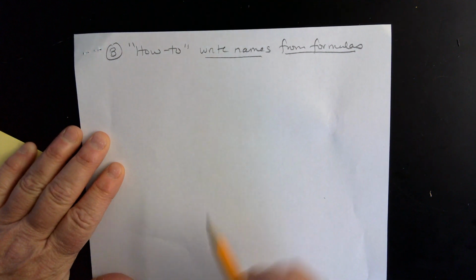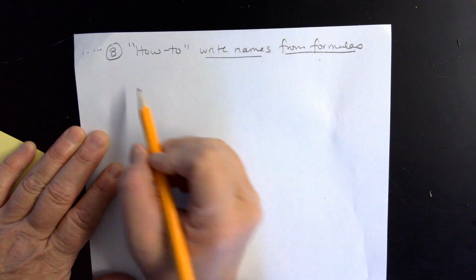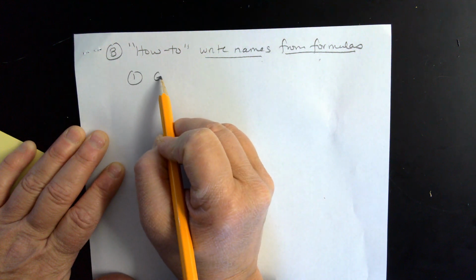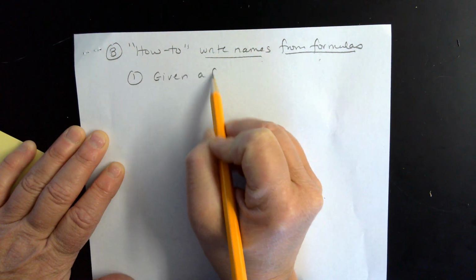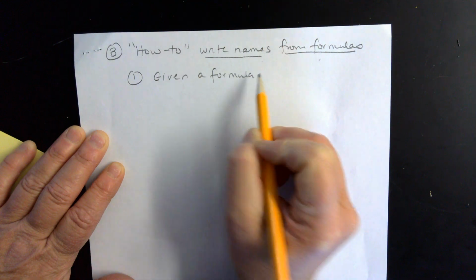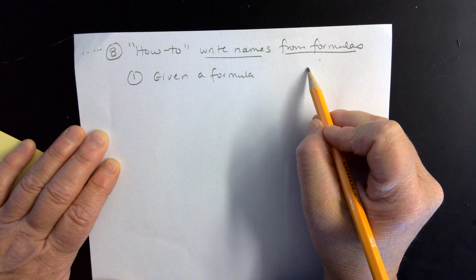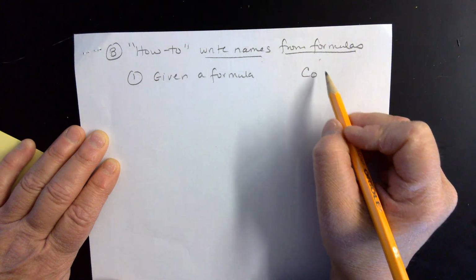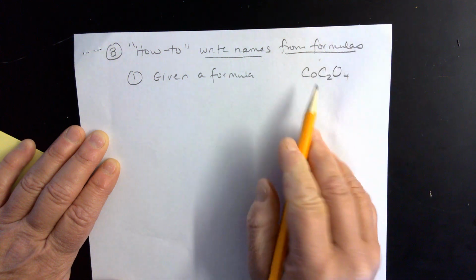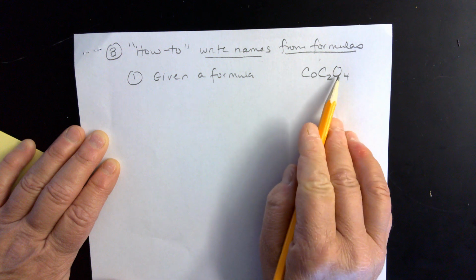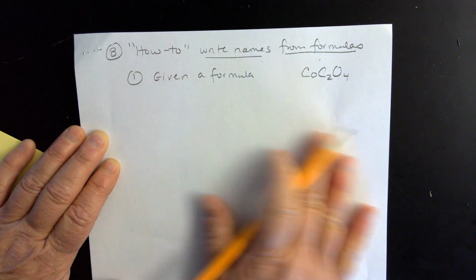Okay, so how to write the name from formulas. The first thing that has to happen is that you have to be given a formula. We're going to put the how-to notes here, and then over here we're going to run through an example. So if I give you this formula, CoC2O4, notice that this is a little o and this is a big O.